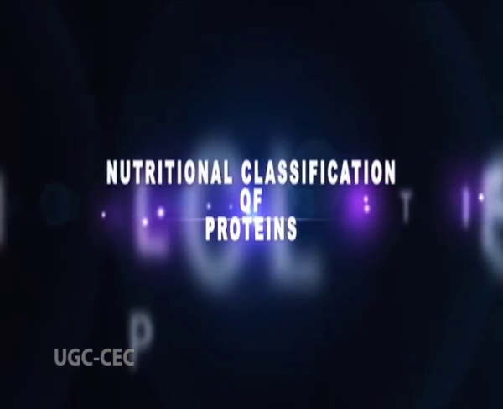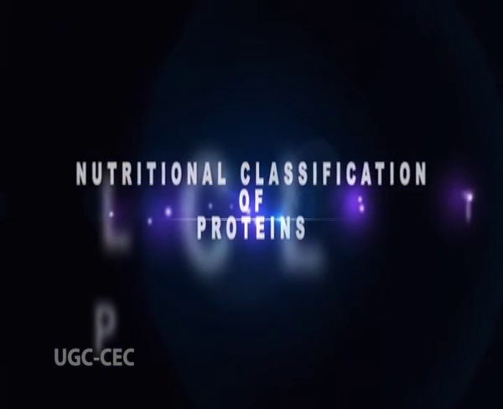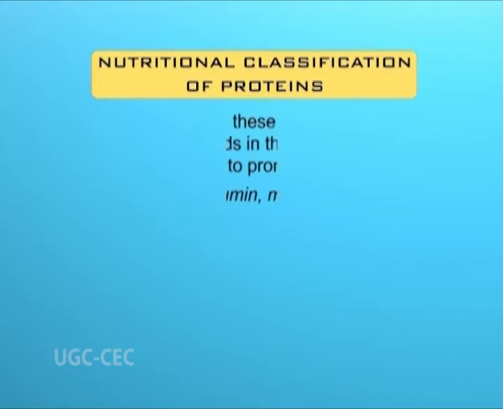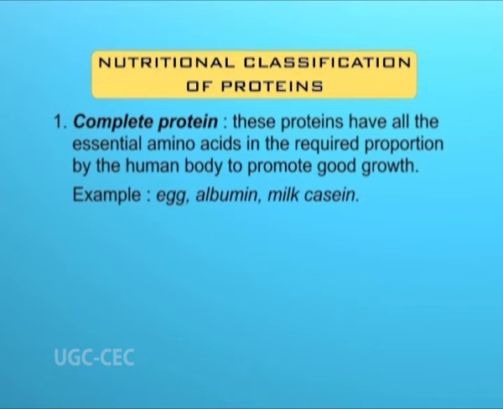Now, we'll see about the nutritional classification of proteins. The nutritive value of protein is determined by the composition of essential amino acids. From the nutritional point of view, proteins are classified as number 1, complete protein. These proteins have all the essential amino acids in the required proportion by the human body to promote good growth. Example, egg albumin, milk casein.